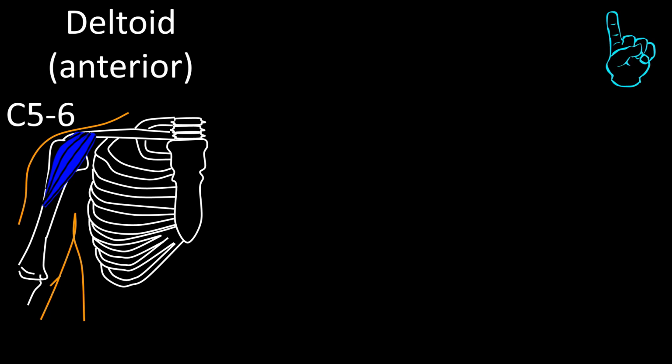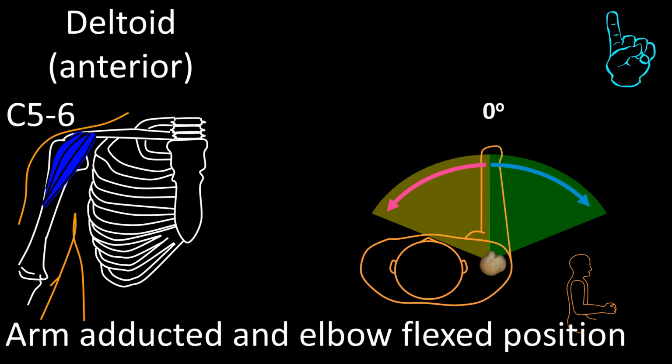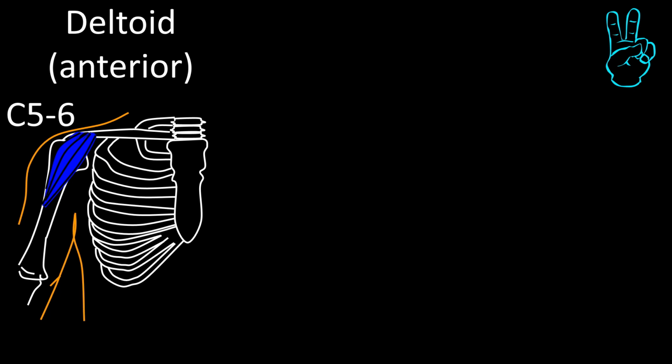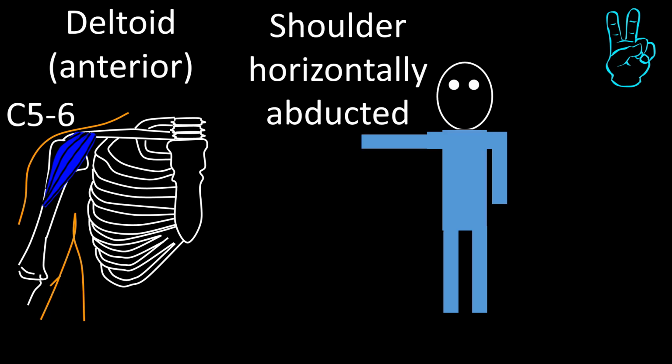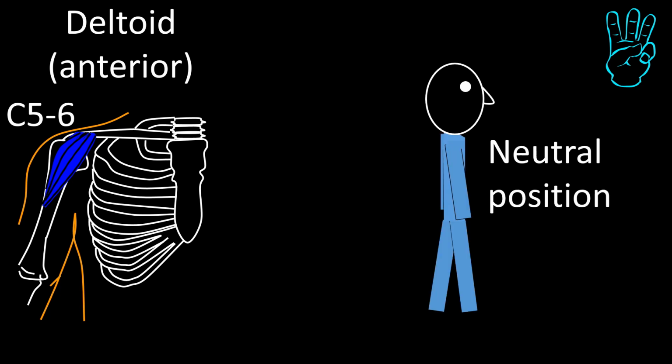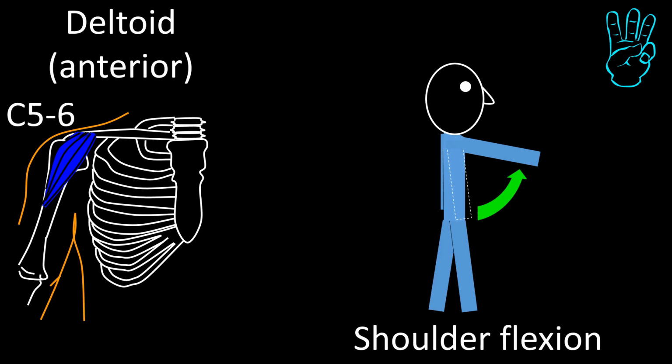It has 3 actions. The first action, from arm abducted, elbow flexed, and forearm extended position, is internal rotation. The second action, from shoulder horizontal abducted position, is shoulder horizontal adduction. The third action, from neutral arm position, is shoulder flexion.